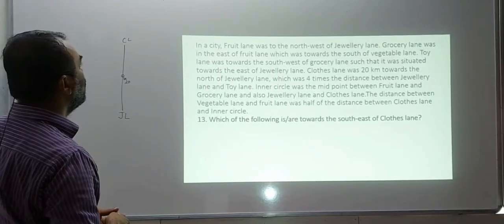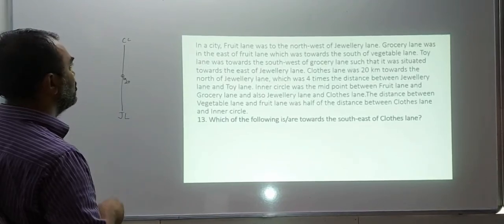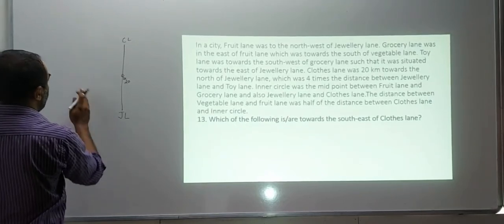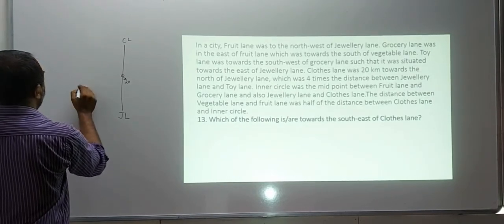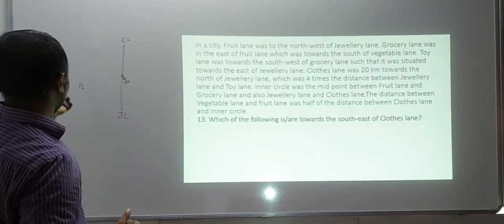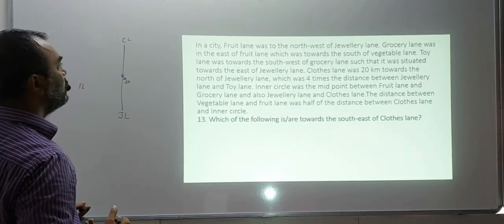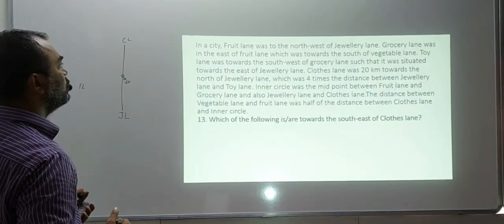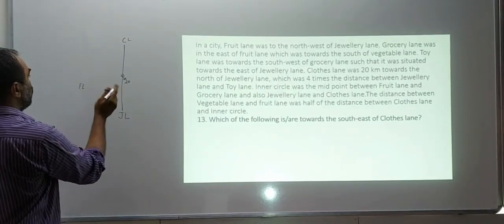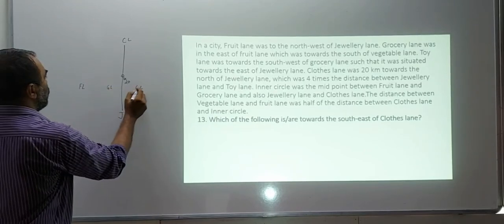Now, Fruit Lane was to the northwest of Jewelry Lane. So northwest is somewhere here. Yes, northwest. Now this whole thing is northwest. We don't know exactly, so let me put Fruit Lane here to the northwest of Jewelry Lane. Grocery Lane is to the east of Fruit Lane. Now east here, Grocery Lane could be here, I have no idea.